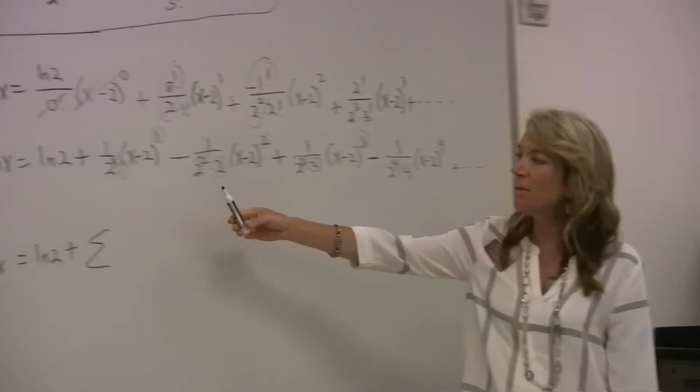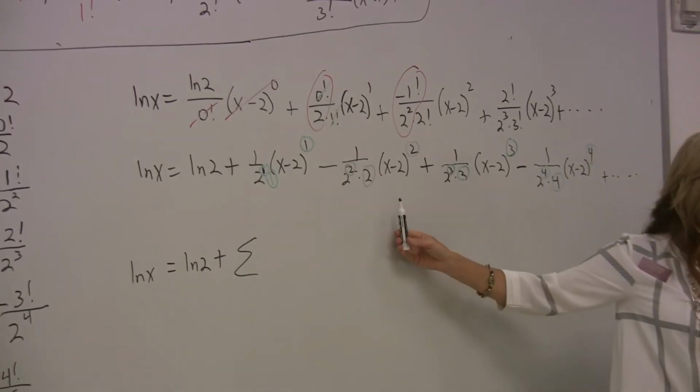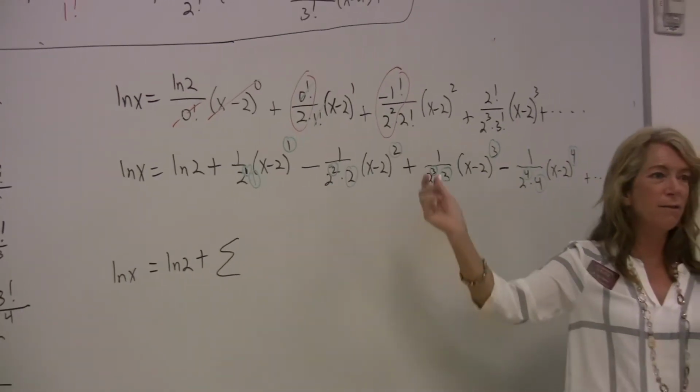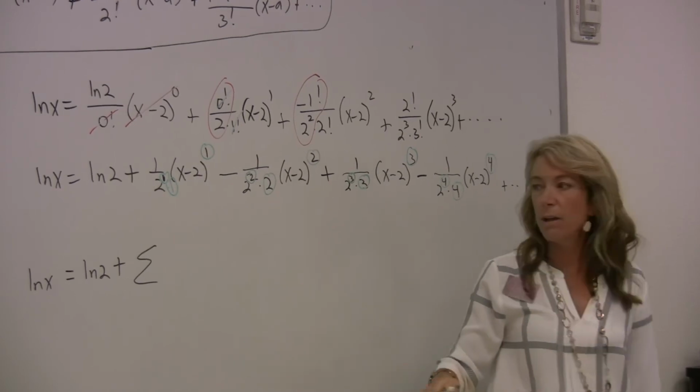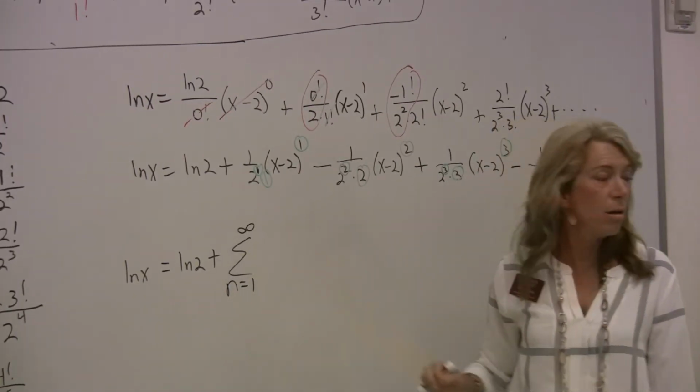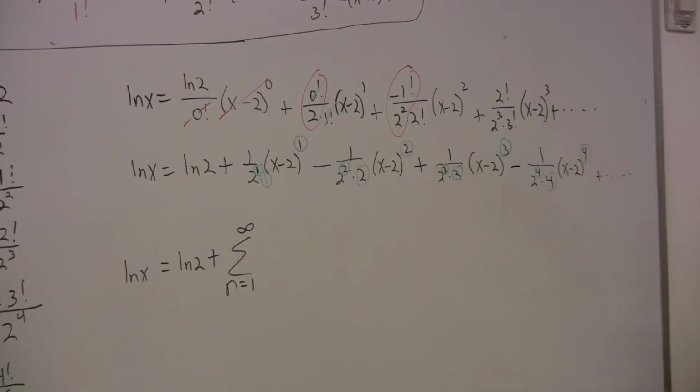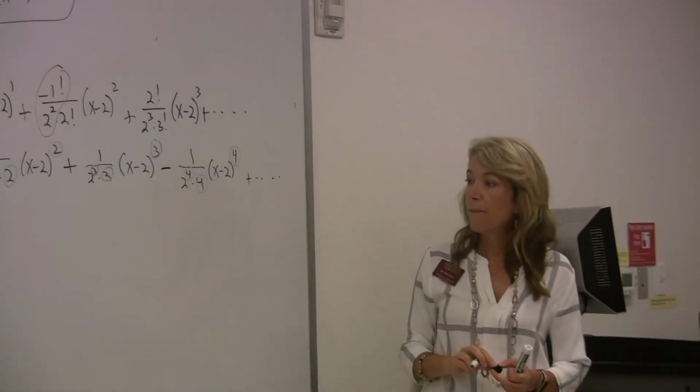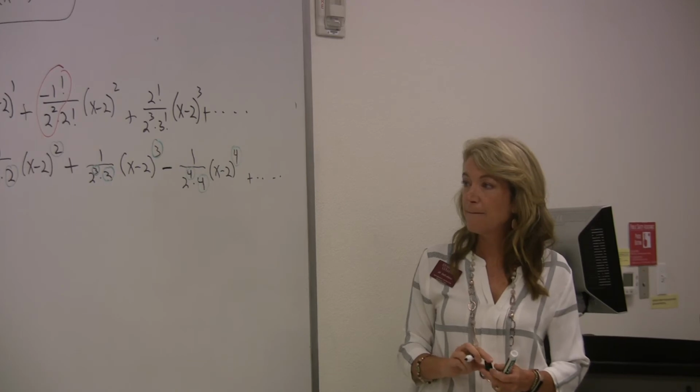And notice this next one starts here with 1's. It doesn't start at 0, it starts at 1, because the 0th term didn't agree with us. So we'll just start at n equals 1 to infinity. And what will it look like?